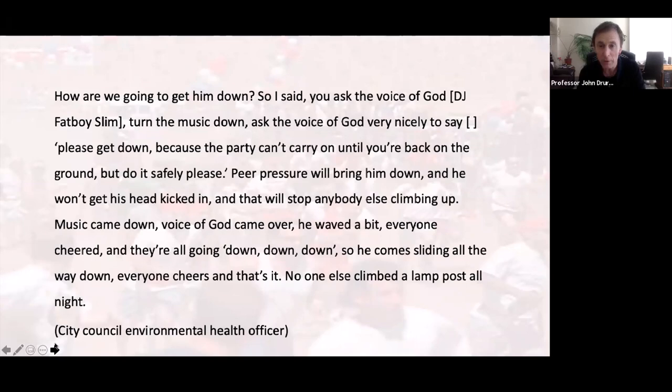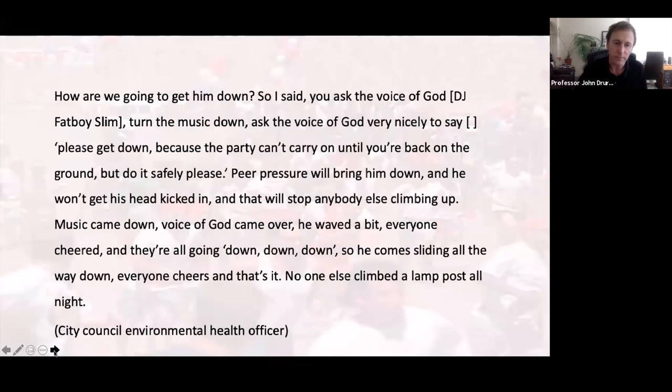So it was the knowledge of the organisers, the knowledge of the safety personnel, that Fatboy Slim was the person that people would listen to, brought back to a safe conclusion and enforced a safety norm.